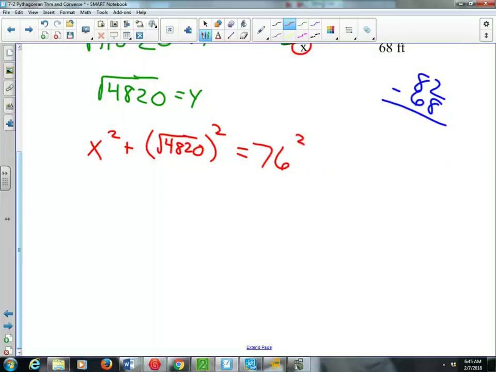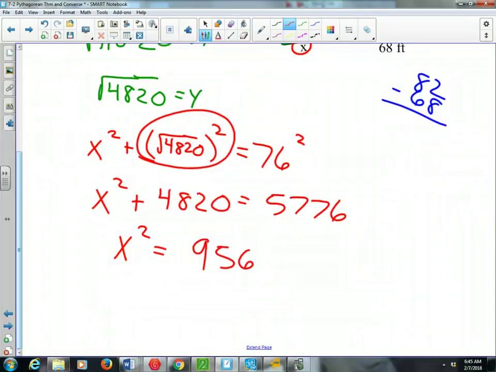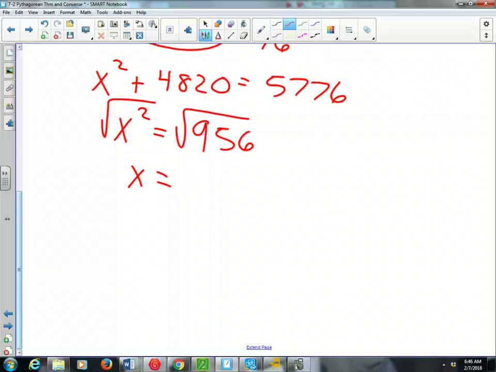And now we're going to solve for x. So x squared plus, if you square this, you just get what's left underneath the radical, 4820. And that equals 76 times 76, which is 5776. Just about done. We subtract 4,820. So when you subtract 4,820, you get 956. And now we're going to square root both sides to get x all by itself. So x equals the square root of 956.